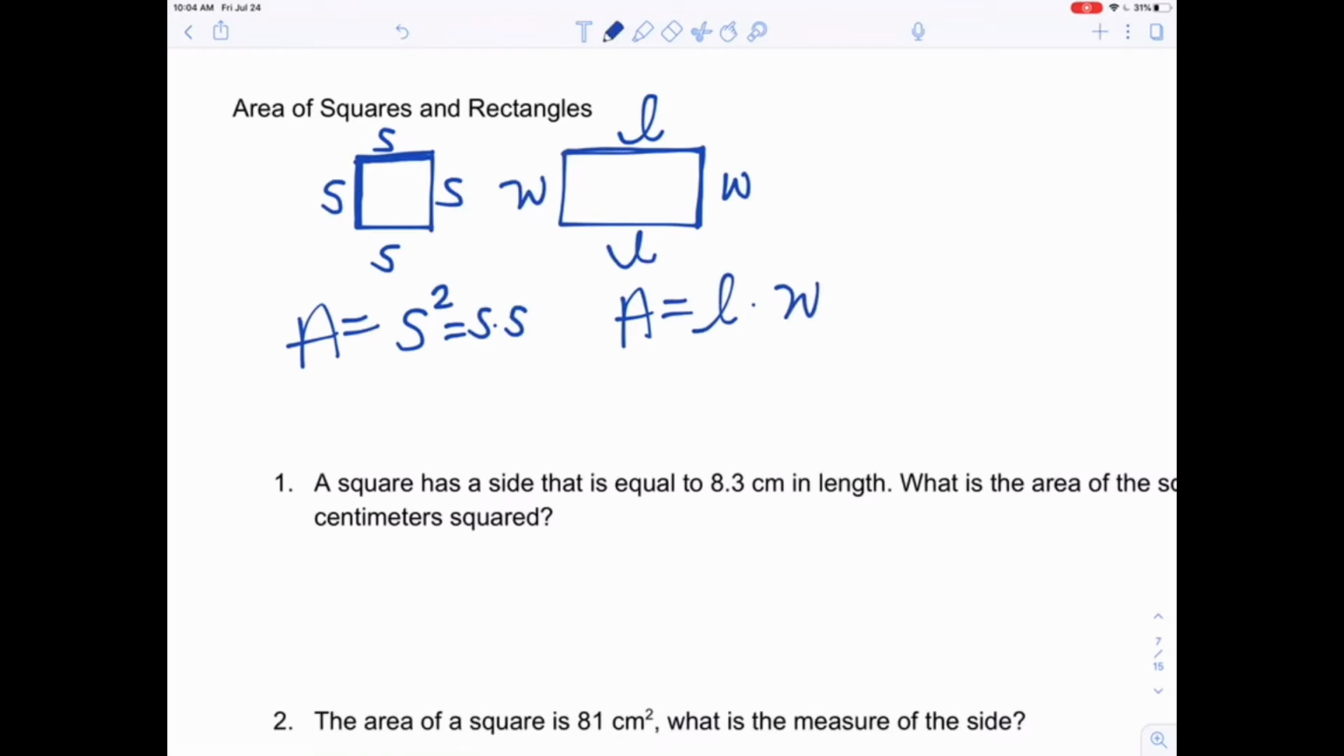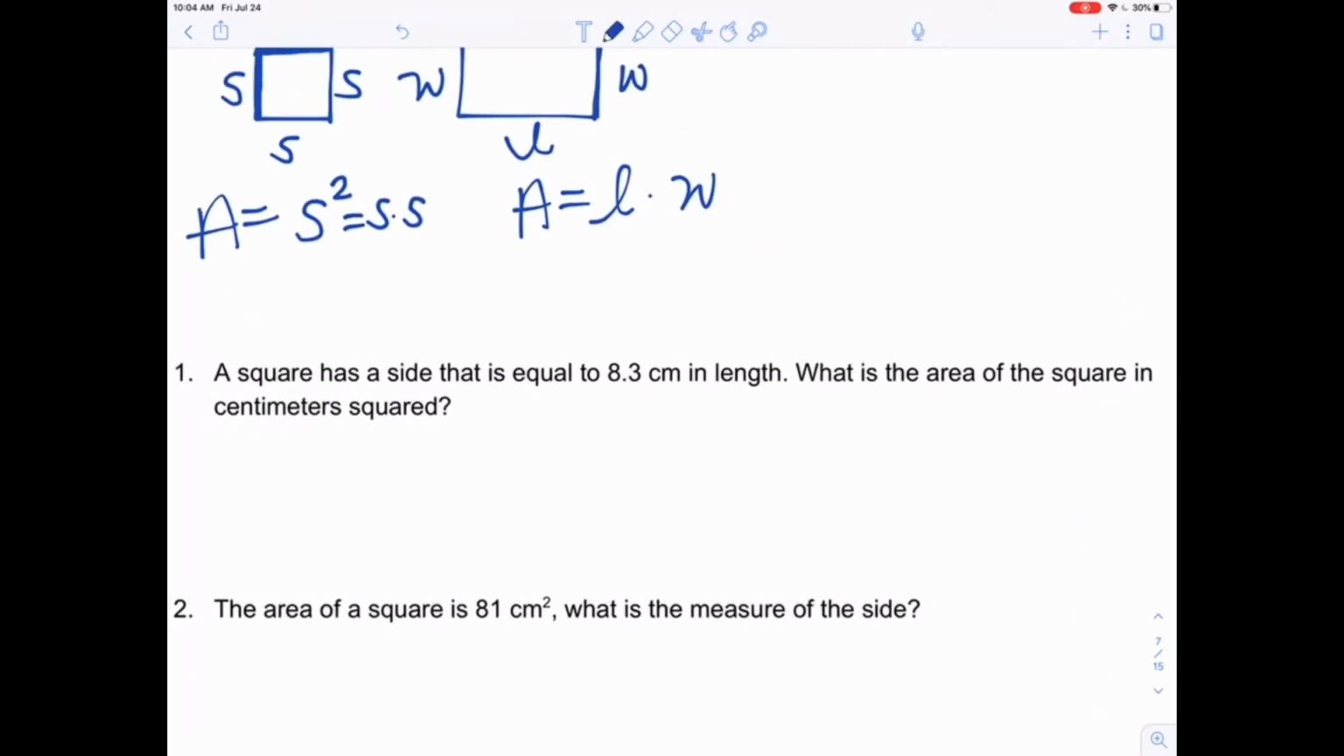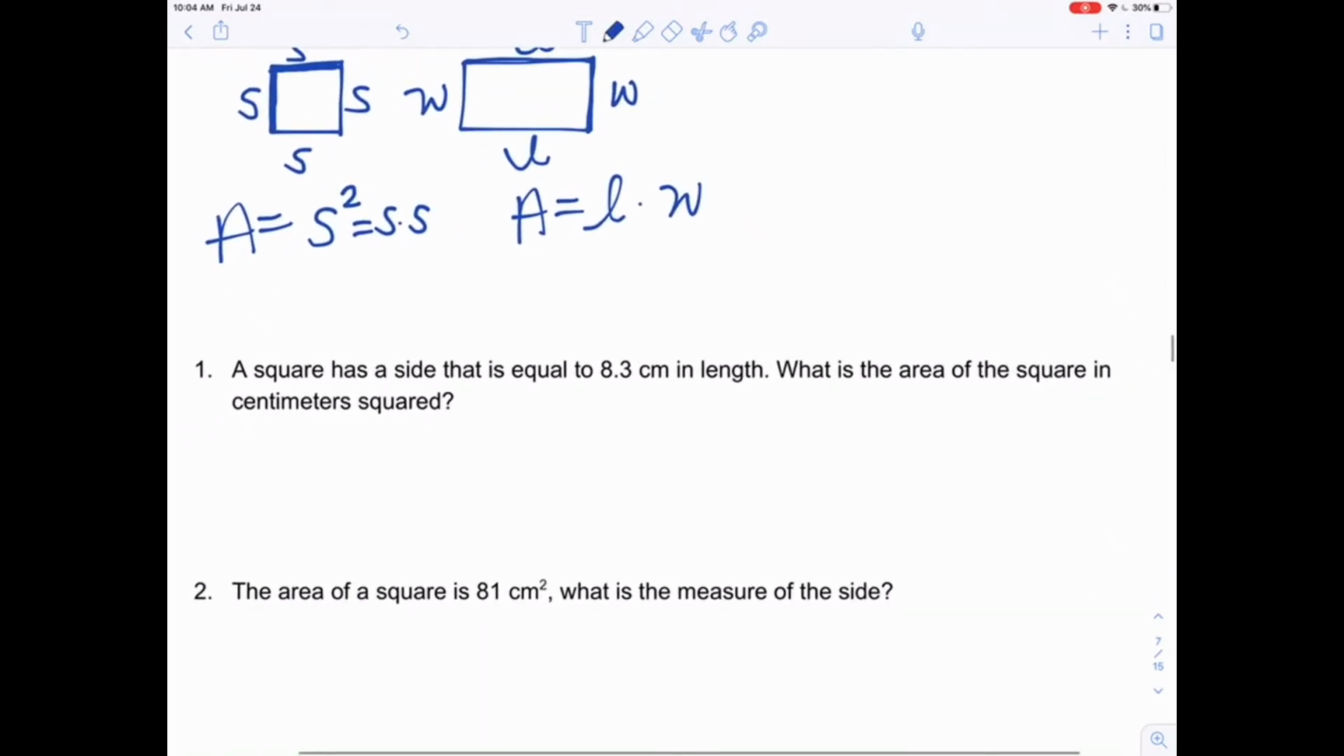Super easy. You can add these two equations to your little page or your note card, whatever it is that you're using to remember equations. You can go ahead and add that there so you can keep referencing it. All right, so let's look at some questions. A square has a side that is equal to 8.3 centimeters in length. What is the area of the square in centimeters squared?